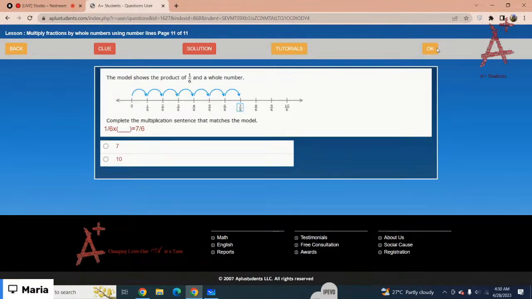You have to find 1 times what number equals 2 by 2. Yes, it is the whole number. Okay, 1 by 6 times the missing number equals 7 over 6. So which is the correct option? Yes, that is 7. The missing number is 7.